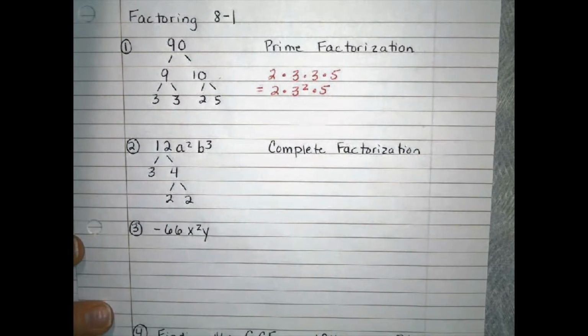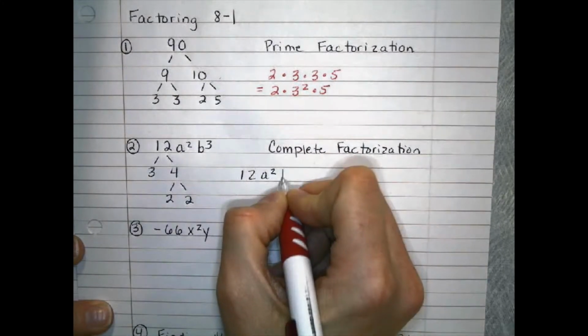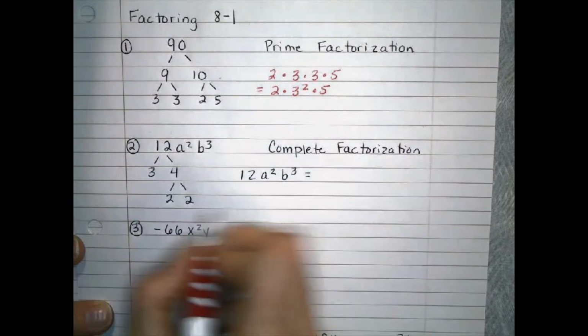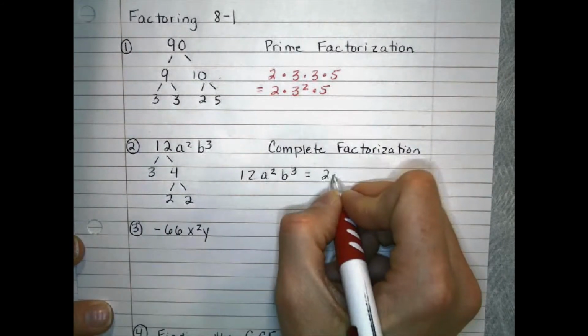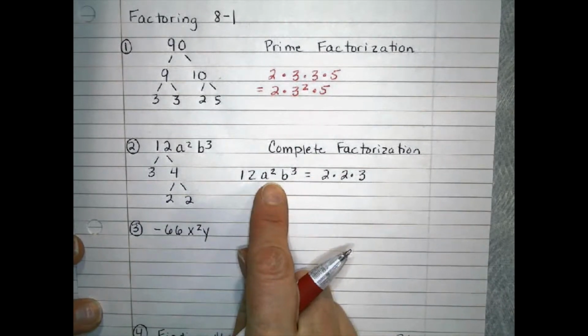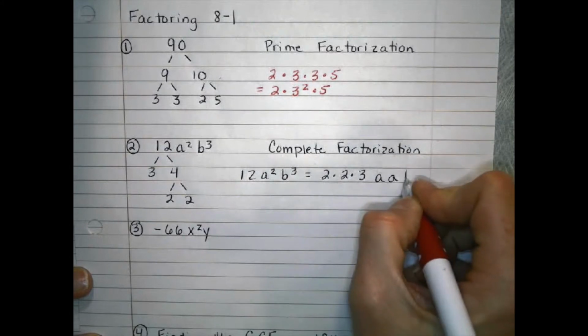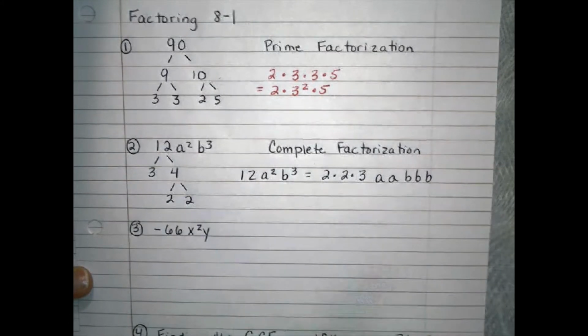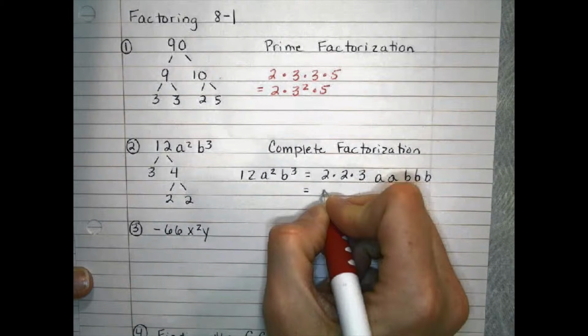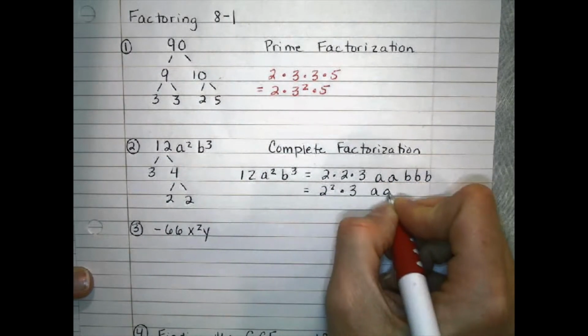So that means that my complete factorization of 12a squared b cubed will be 2 times 2 times 3, and then I also have to list all of my variables. In this case, I have 2 a's and 3 b's. You might see it written this way. It's also acceptable to write it as 2 squared times 3, and again, don't forget all the variables.